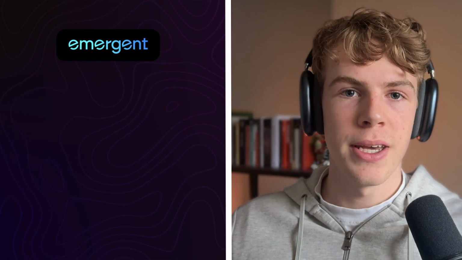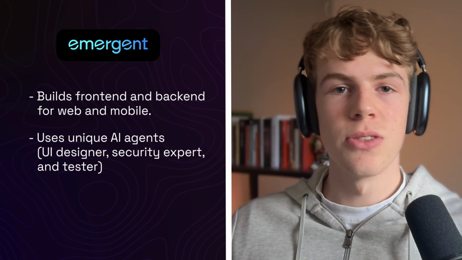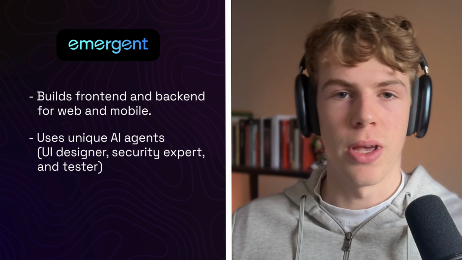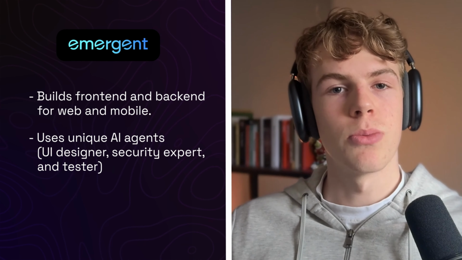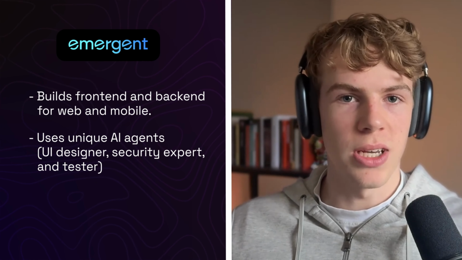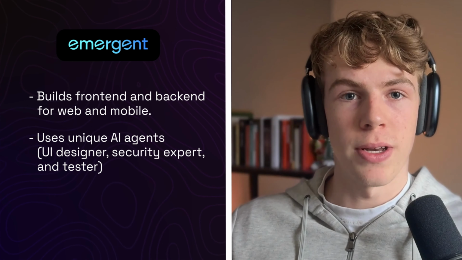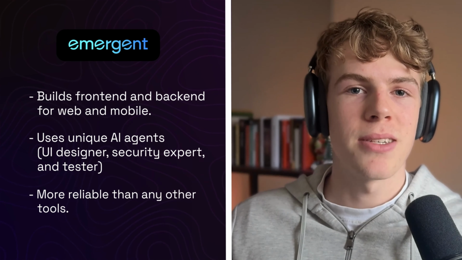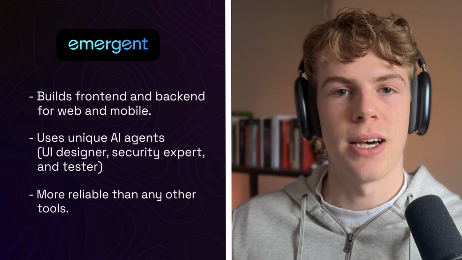So why I think it's the best is basically for three reasons. It builds both front-end and back-end for web and mobile. It uses AI agents with specialized roles, so for example you have a UI designer, a security expert, a tester, and you can also build custom agents such as research agents. And most importantly, why Emergent is the best option to build your app right now is it just produces the best final result. It's faster, cleaner, and more reliable than anything else I have used.